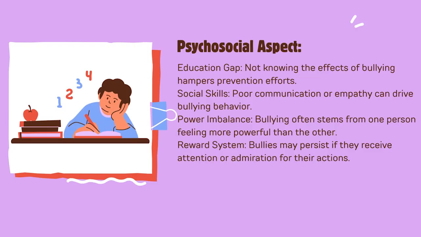Psychological aspect of bullying. Education gap. Not knowing the effects of bullying hampers prevention efforts. Social skills. Poor communication or empathy can drive bullying behavior. Power imbalance. Bullying often stems from one person feeling more powerful than the other. Reward system. Bullies may persist if they receive attention or admiration for their actions.